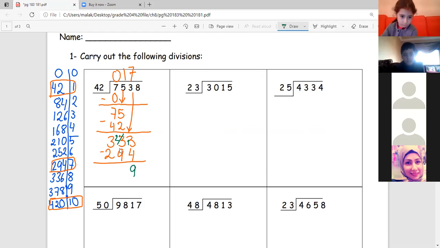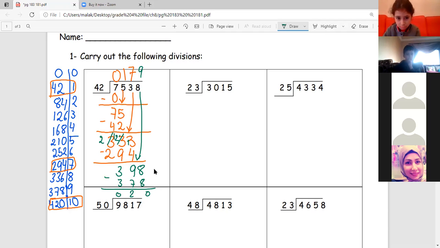9. 2 minus 9, also we have to borrow. 3. We bring down 8. 398, the closest number is? Hurry up. 378. So 9 up, 378 down. Subtract. 8 minus 8 is 0.